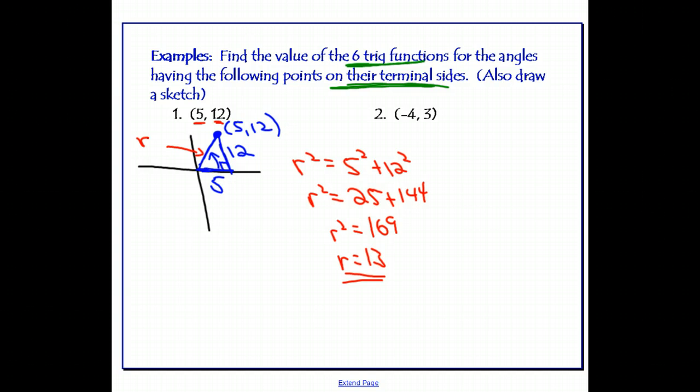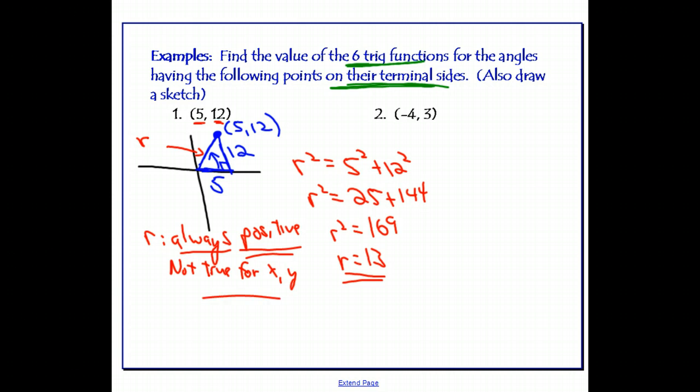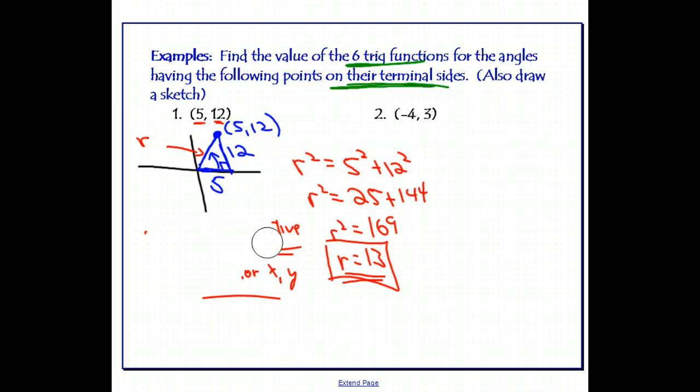And you might think, wait, what about plus or minus? We're measuring distances here. r will always be positive. x or y could be in the second, third, or fourth quadrants, so they will not always be positive. We could make those negative, either one negative or both negative in the third quadrant. But r will always take on a positive value. So we just figured out r equals 13.